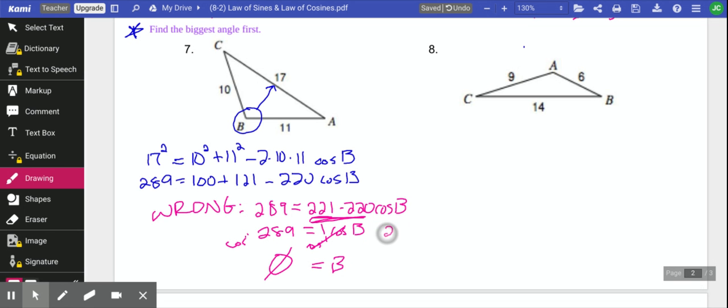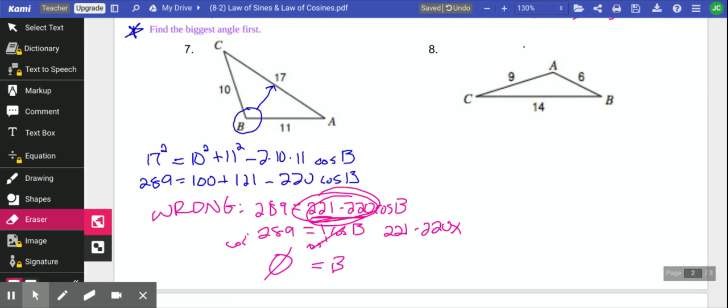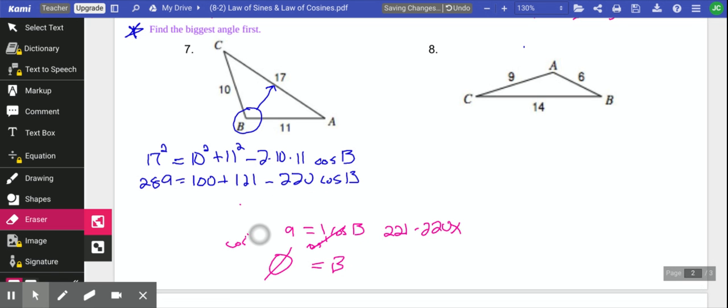This is 221 minus like 220x. These are not like terms. So do not do this. If you get to the end of the problem and your calculator is saying it can't do it, that's because you did something very wrong in the problem. So all that to say, don't do this problem wrong. This is taking me a long time to erase. We're going to do this correctly. I'll do it back in blue.